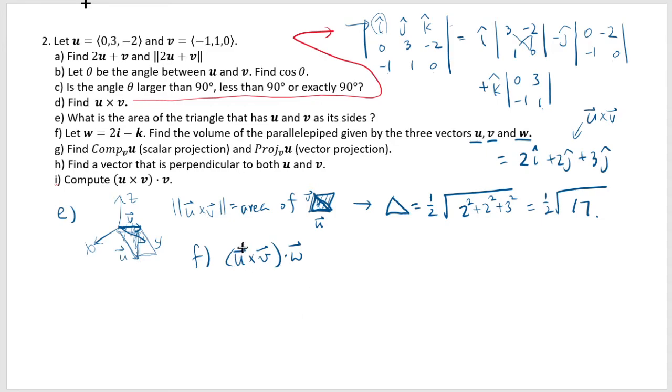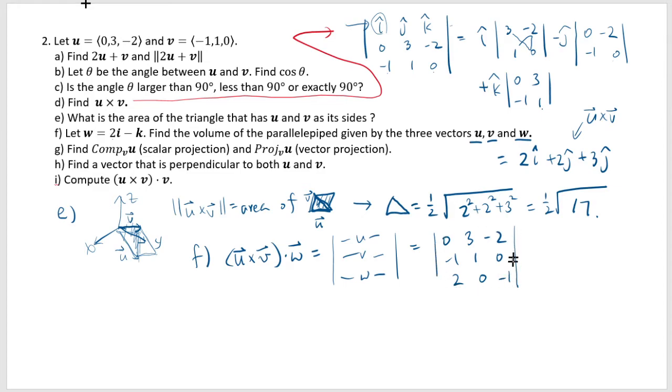If you already have the cross product, then it's a simple dot product. But you could also compute this by putting U here, V here, and W there. That's another way to do it. So it's up to you. You can still try to calculate the determinant of this. You put U is 0, 3, -2, V is -1, 1, 0, and then W is 2, there's no J, so it's 2, 0, and it's -1K, so it's -1.